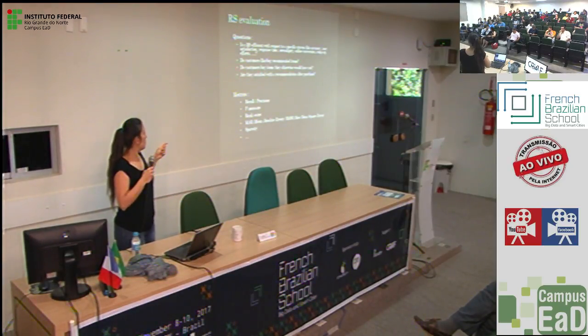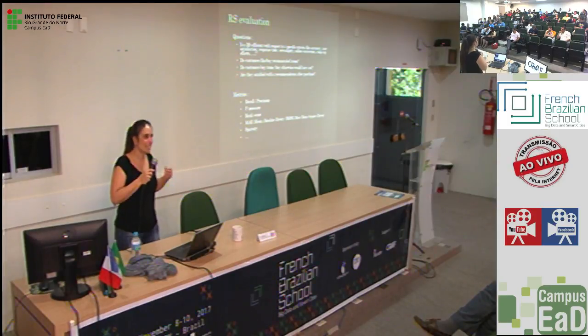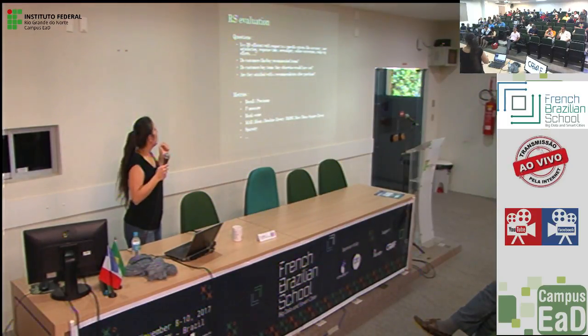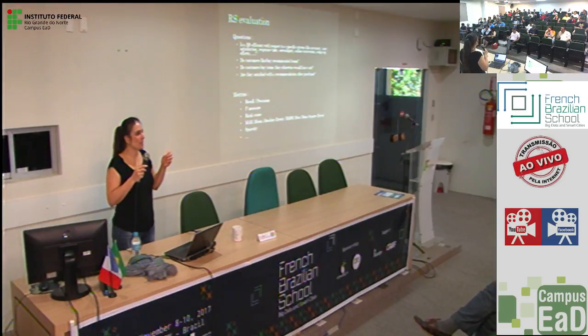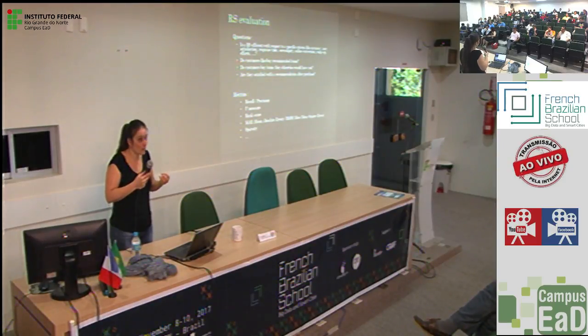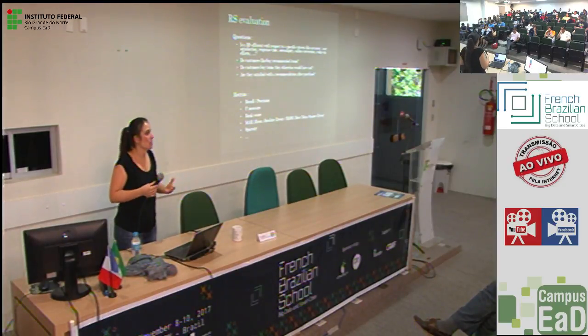And of course, we have the problem of sparsity, because as I said at the beginning, the utility matrix is the heart of the recommender system, and sometimes this matrix is sparse. So we need to do what we can with this kind of data.